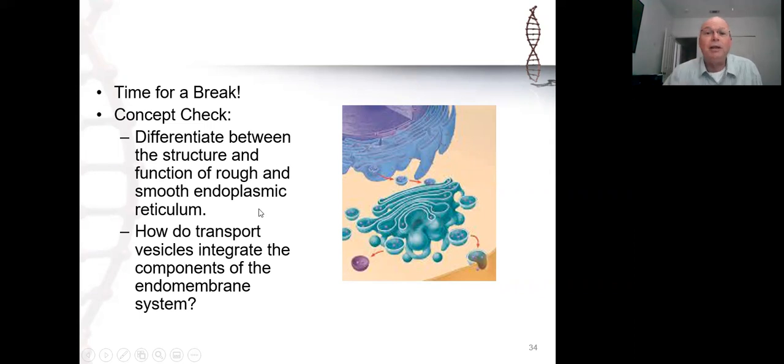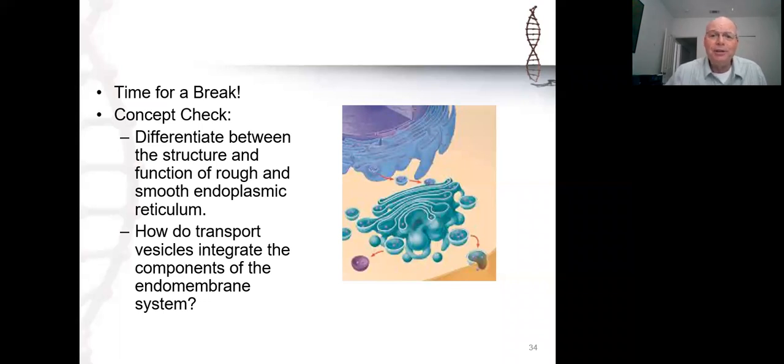Well, the smooth endoplasmic reticulum, remember, is the tubular form. It's a site of manufacturing for lipids and carbohydrates. It's also for storage of calcium and a number of other things. It's also a site of breakdown of alcohol and drugs and other toxins that need to be broken down in the liver and to some degree in the kidney as well.